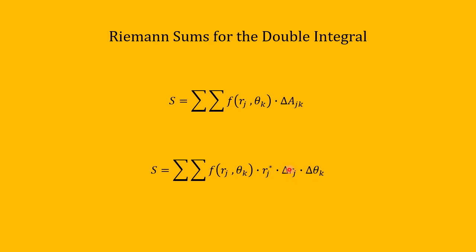So this gives us a very big hint as to what the double integral is going to look like, the iterated integral. It's going to be an iterated integral over f of r, theta times r dr d theta.